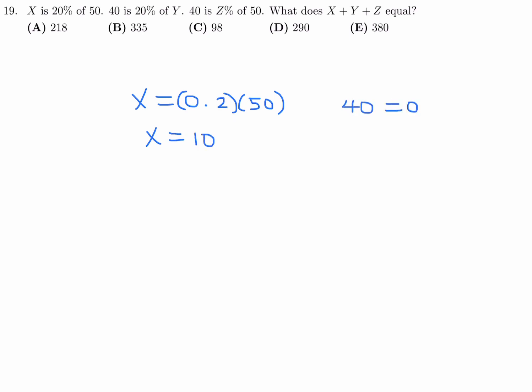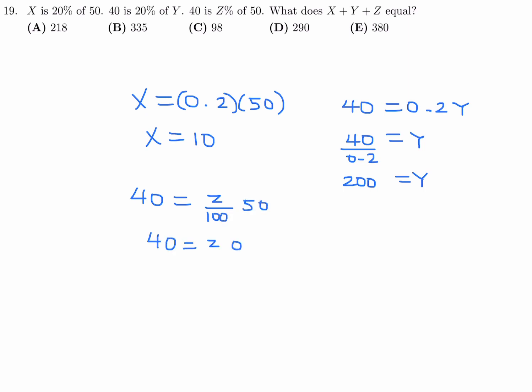40 is 20% of Y. So Y is 40 divided by 0.2, so therefore Y would be 200. And then finally 40 is Z percent of 50, so it'd be Z over 100 times 50. So that makes it 40 is equal to Z times 0.5, and then Z therefore is 80. Yeah, because 40 is 80% of 50. All right, so X plus Y plus Z, X is 10, Y is 200, and Z is 80. So that is 290. Number 19, the answer is D.